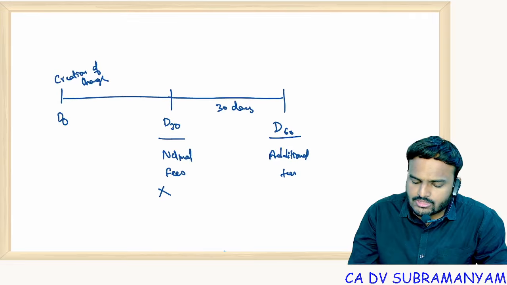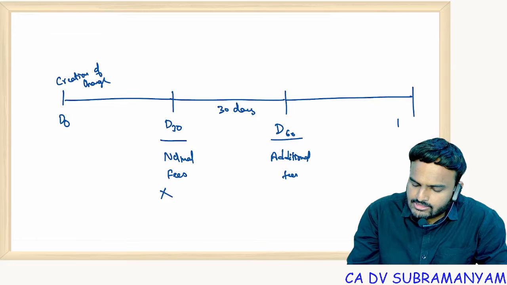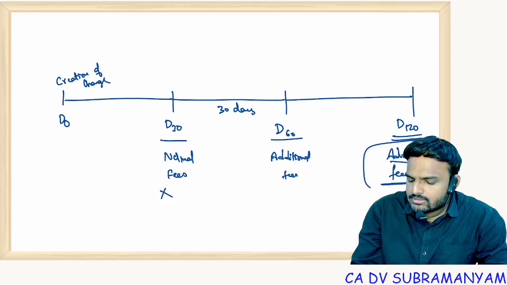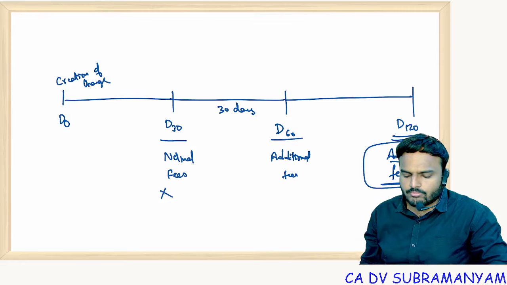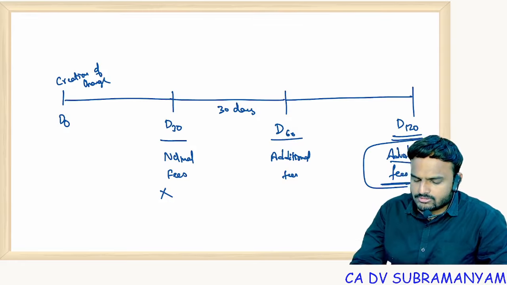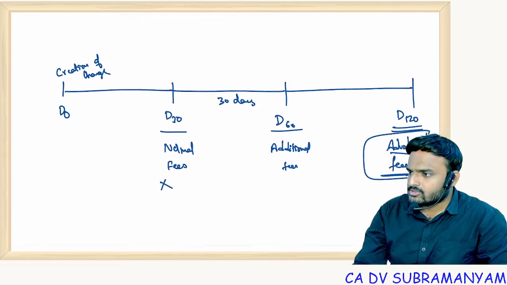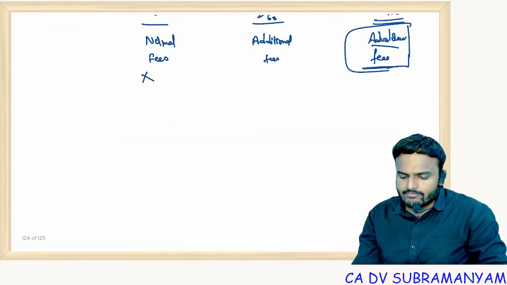Sir, I missed out, sir. No problem. I am giving you a further period of 60 days. That means day 120. But here you need to pay ad valorem fees, that is proportionate to the value of the charge, proportionate to the loan amount, simply the charged property, the charged loan amount, that's it. Ad valorem fees. So day 30 normal fees, day 60 additional fees, day 120 ad valorem fees.